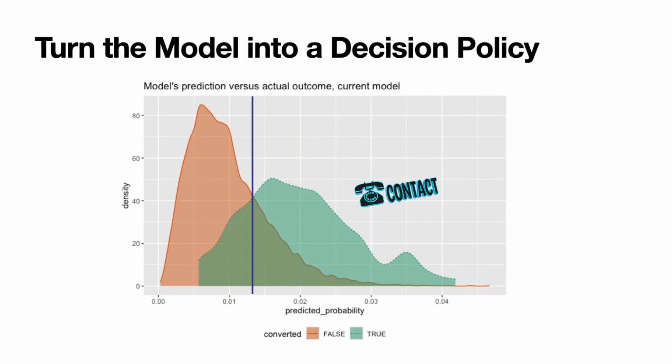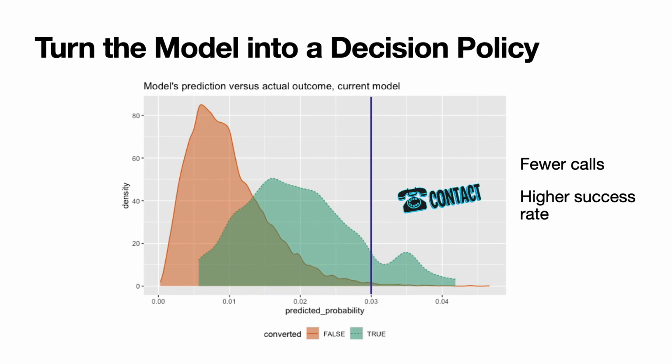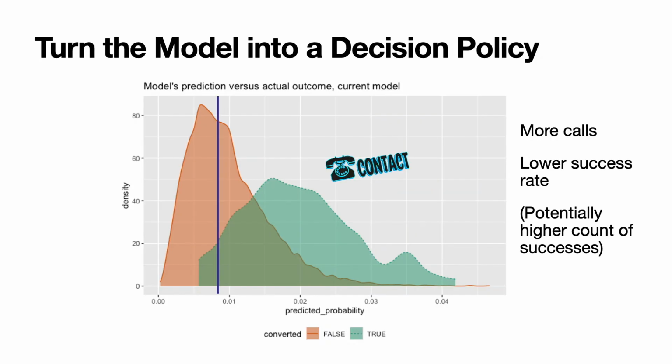If a prospect scores higher than the threshold that you picked, then contact them. Otherwise, don't. Higher thresholds result in fewer calls, but a higher success rate. A much higher fraction of prospects called will convert. Lower thresholds result in more calls and potentially a higher count of conversions, but your success rate will be lower because you will also be calling more prospects who don't convert.